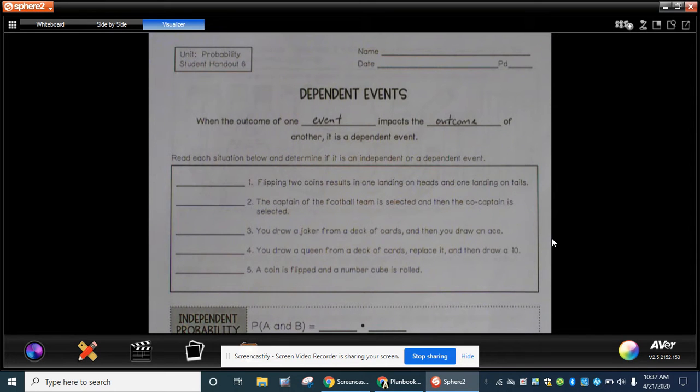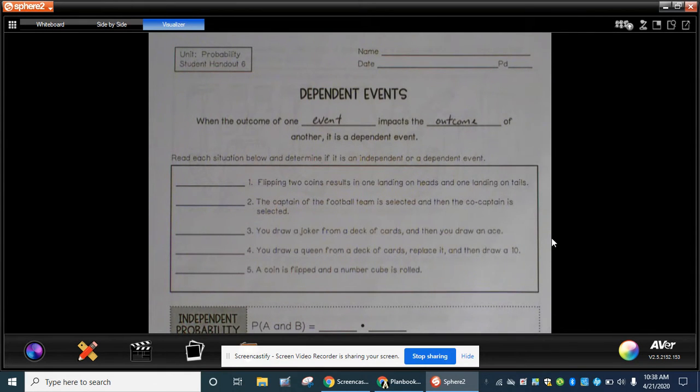Let's go through these 5 examples and discuss what kind of events these would be, independent or dependent. Number one, flipping 2 coins results in one landing on heads and one landing on tails. Regardless of what coin you use, you have 2 sides of that coin, heads or tails. Now you might come across a coin every once in a while that has a heads and a heads, or a tails and a tails. That's what's called an unfair coin. If you ever see a video on Khan Academy that talks about unfair coins or unfair events, that would be an example of that.